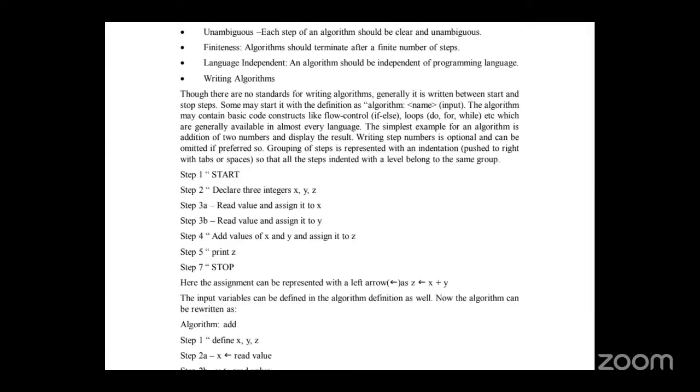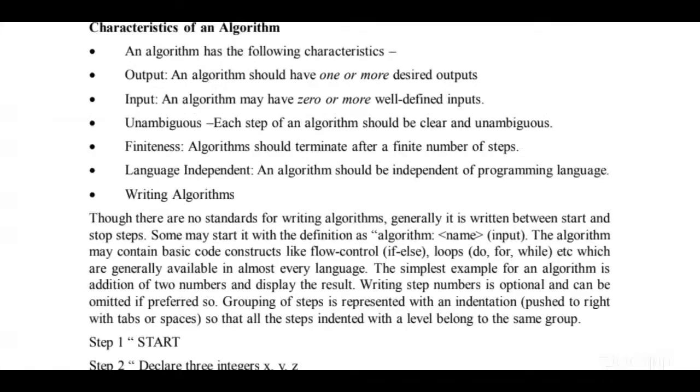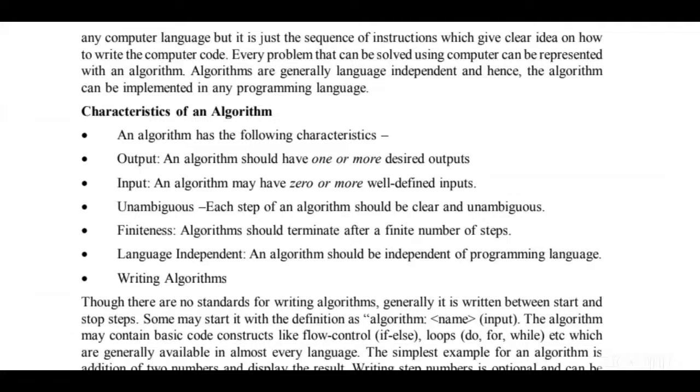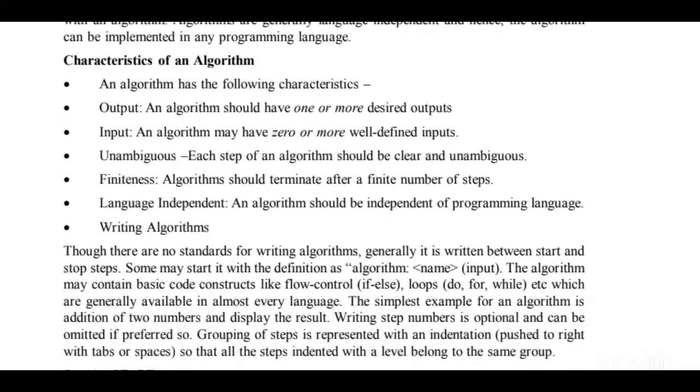Now the characteristics of an algorithm. An algorithm has the following characteristics. Output: an algorithm should have one or more desired outputs. Input: an algorithm may have zero or more well-defined inputs. Unambiguous: each step of the algorithm should be clear and unambiguous. Finiteness: the algorithm should terminate after a finite number of steps.